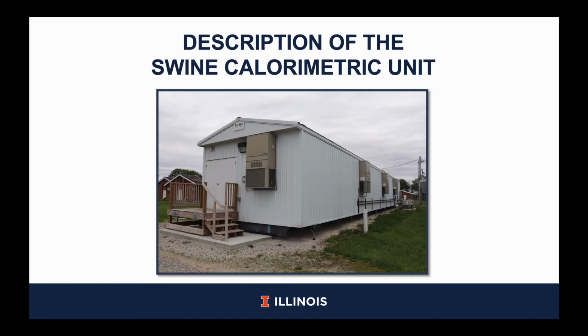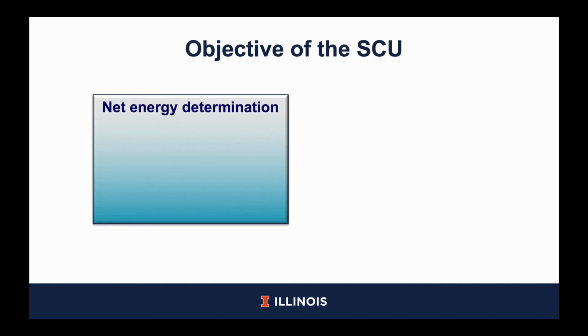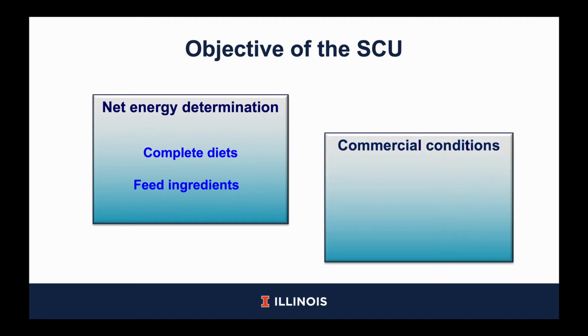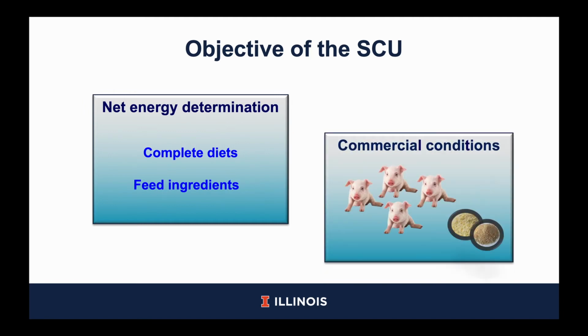Therefore, the swine calorimetric unit was designed to calculate total heat production and fasting heat production to determine net energy. The objective of the swine calorimetric unit is to determine net energy in complete diets and feed ingredients used in commercial farms and using also commercial conditions such as group housing allocation and ad libitum access to feed.